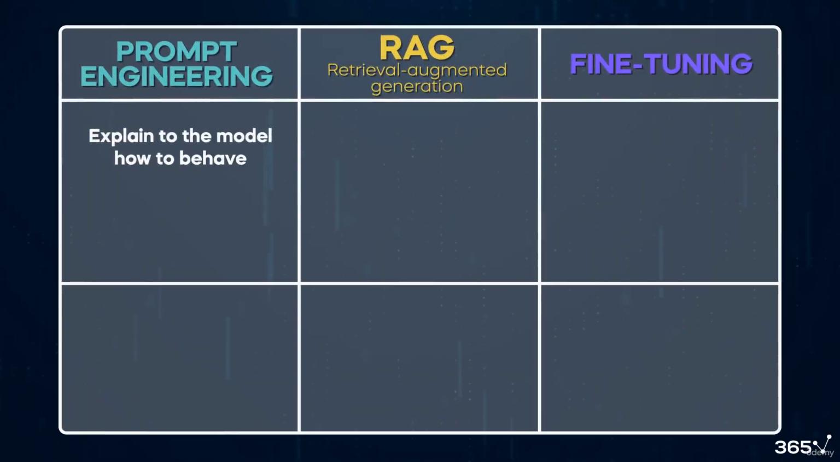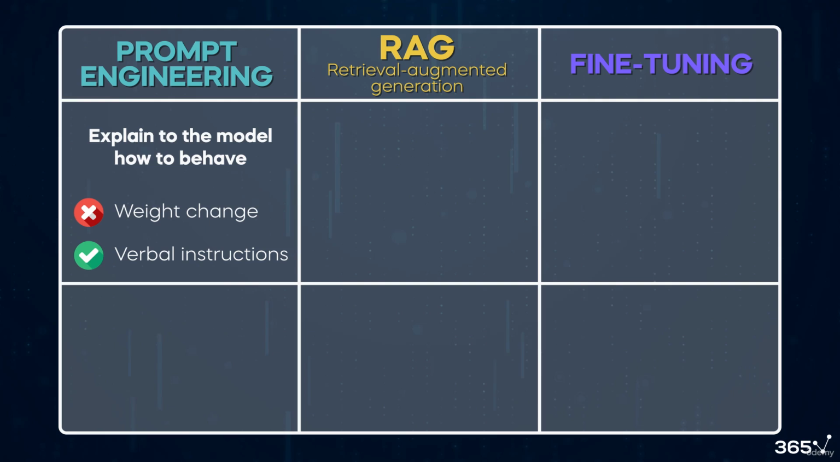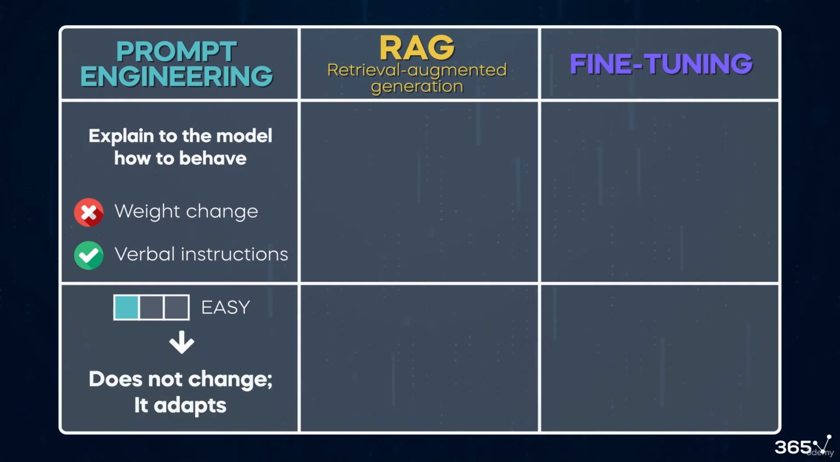Prompt engineering is when we explain to the model how to behave or what context to consider. We don't change any of its weights or add new data. We use instructions and provide verbal examples, explaining the desired output we want to obtain. This is fairly easy to do, and the best part is that we can consistently refine our prompts through multiple iterations to achieve satisfactory AI outputs. It's important to note that the model doesn't change. It merely adapts to our verbal instructions.